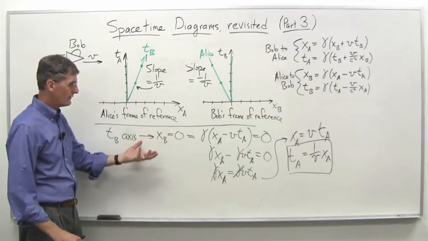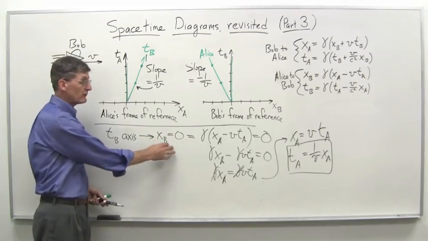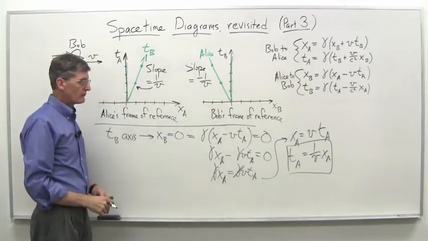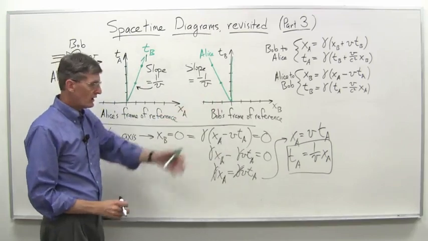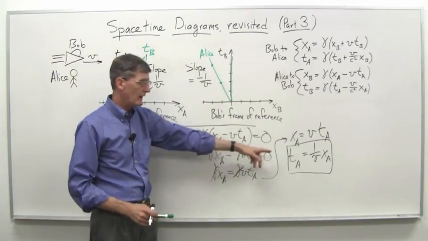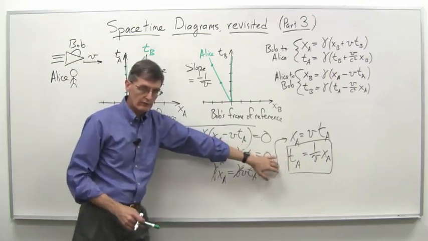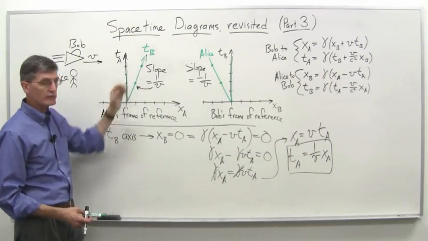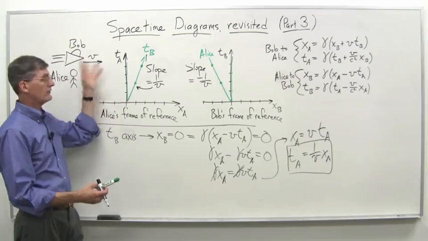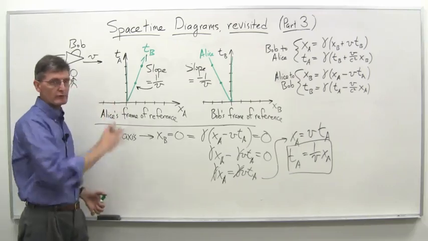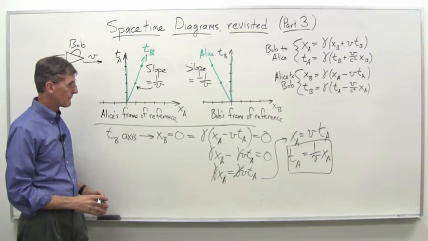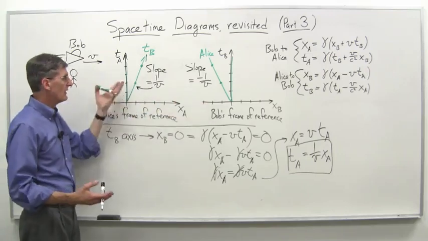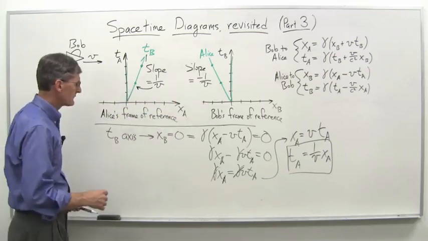The point being here is that by setting xb equal to 0, that is the TB axis in Bob's frame of reference, and using the Lorentz transformation, we can find an equation for the coordinates of the world line in Alice's frame of reference. It turns out to be a line like this with slope 1 over v, for whatever the velocity of transformation is between the two frames of reference. Okay, so we've drawn part of Bob's frame of reference now in Alice's frame of reference.